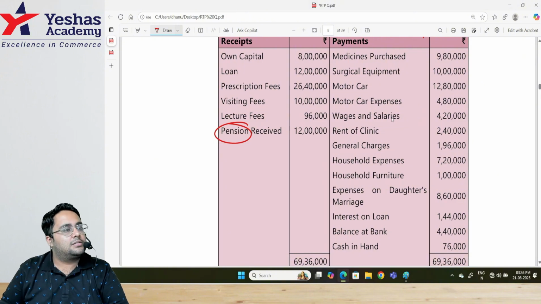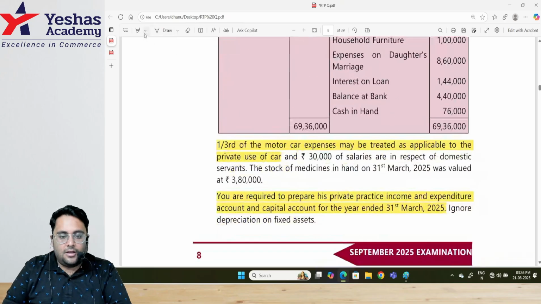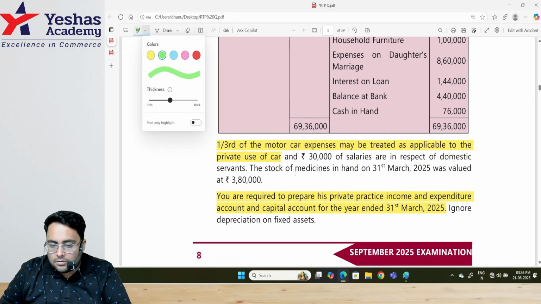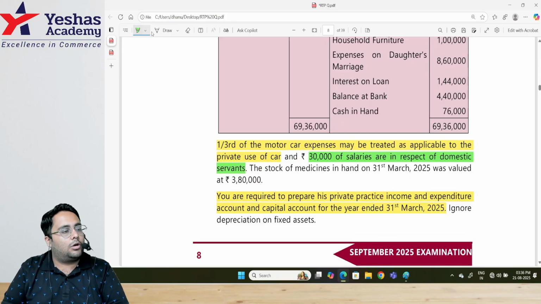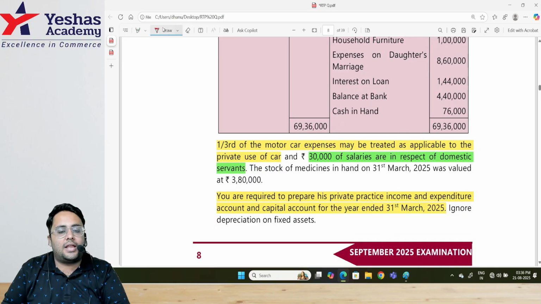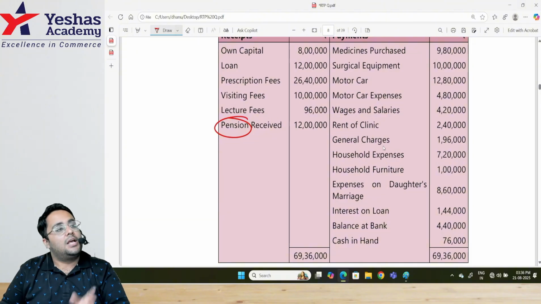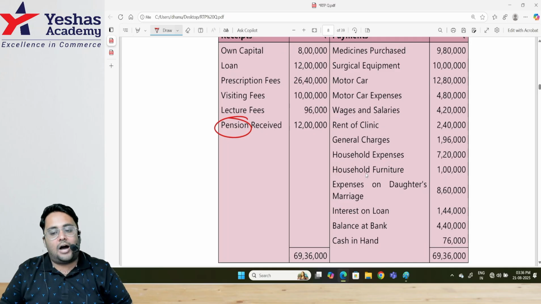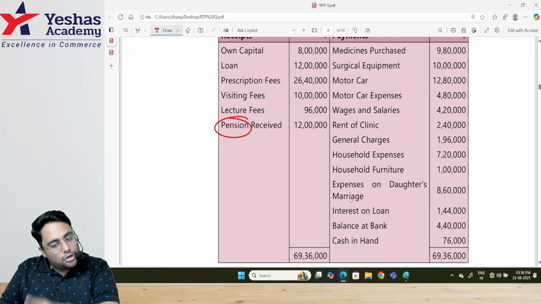Wages and salaries, income and expenditure account, debit side. But below that they are saying 30,000 of salaries are in respect of domestic servants. So what to do? 30,000 you take as drawings. Balance will go to your income and expenditure account. Rent of the clinic, income and expenditure account. General charges, income and expenditure account. Household expenses, drawings. Household furniture, drawings. Expenses on daughter's marriage, drawings.